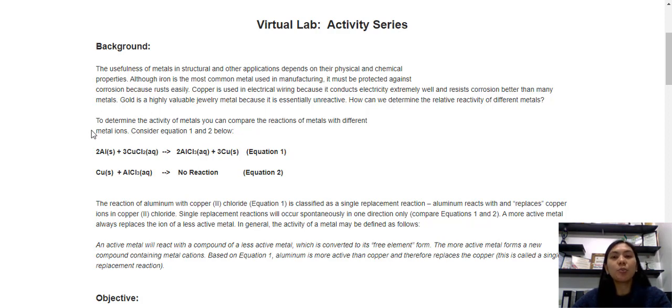I already provided you a very brief recollection of your knowledge on your redox equation. Essentially, when corrosion happens, it is because of redox equations. As you can see here in equation number one, you have 2 moles of aluminum, in solid form, added to 3 moles of copper(II) chloride in aqueous solution, yielding 2 moles of aluminum chloride in aqueous solution and 3 moles of solid copper. For equation number two, if you add solid copper to a solution of aluminum chloride, no reaction happens.